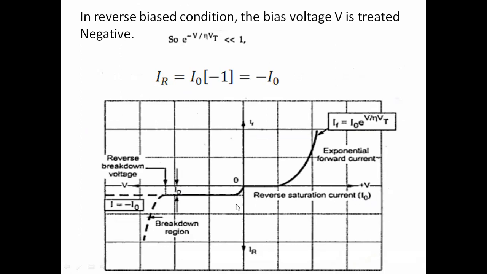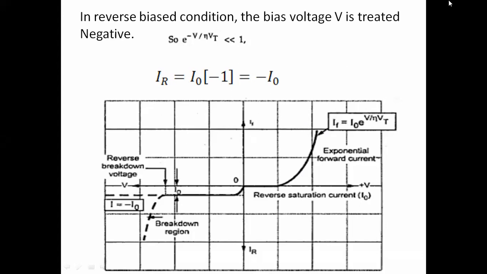So please remember, reverse saturation current is very, very important. At the breakdown voltage in reverse bias, we will get the reverse saturation current. When the applied voltage in forward bias increases, the diode current graph increases exponentially, whereas in reverse bias we will get only the negative of the reverse saturation current.